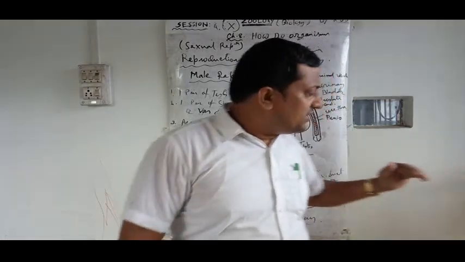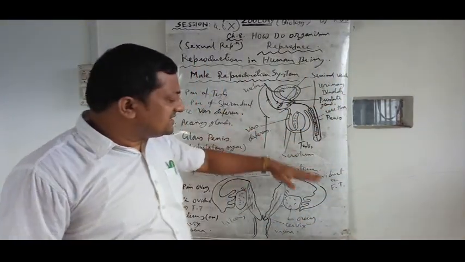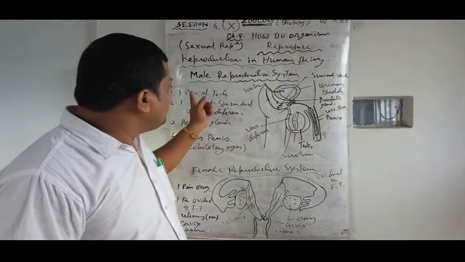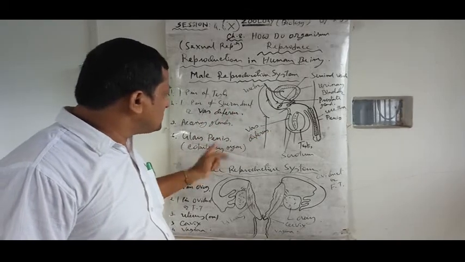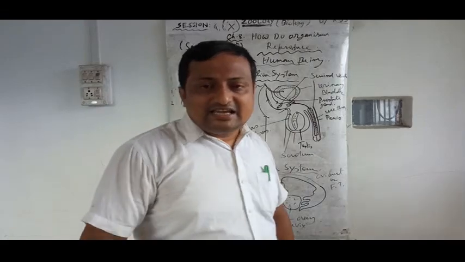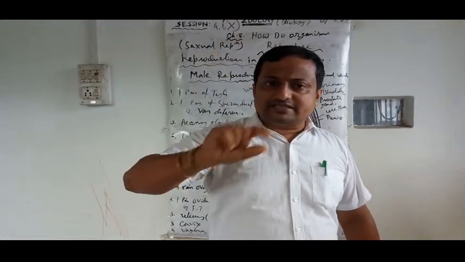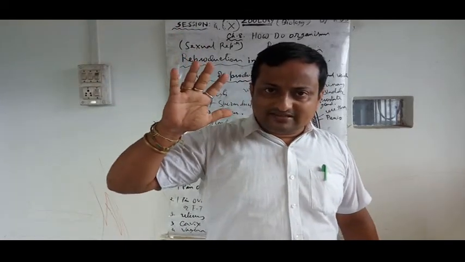We will discuss the female system again in the next session. But you see the male reproductive system: one pair of testes, one pair of sperm ducts, accessory glands, and the penis, the copulatory organ. The male reproductive cells are produced inside the testis.